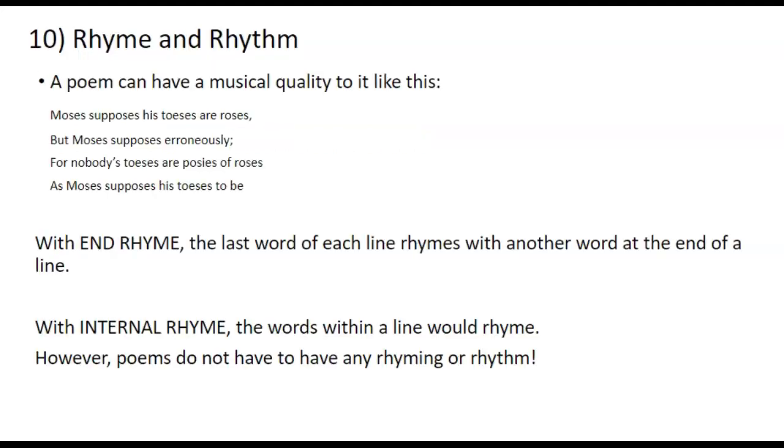Rhyme and rhythm. A poem can have kind of a musical quality to it, kind of a sing-songiness. So the example here is: Moses supposes his toes are roses, but Moses supposes erroneously. For nobody's toes are poses of roses, as Moses supposes his toes to be. So there's a sing-songness to it. With end rhyme, the last word of each line rhymes with another word at the end of a line. And with internal rhyme, the words within a line would rhyme. So poems don't have to have any rhyming or rhythm.